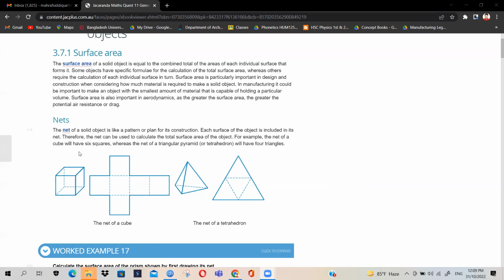For example, the net of a cube will have 6 squares. Let me simplify it for you. Have you at any time in your life torn up a juice packet, like when you have drunk mango juice or a drink that comes in a paper packet, and you have torn it up?